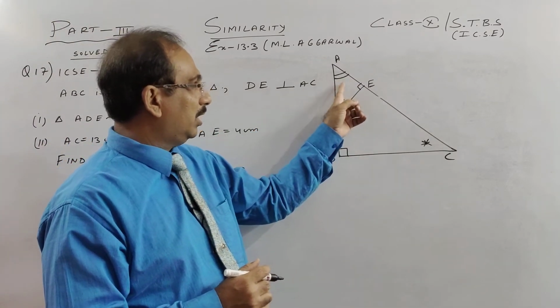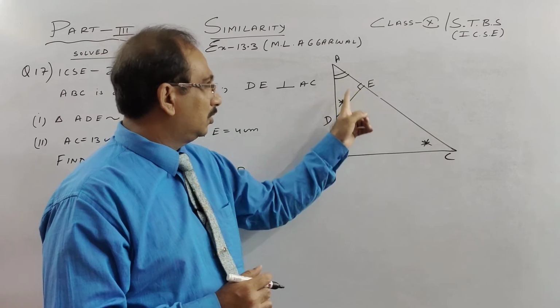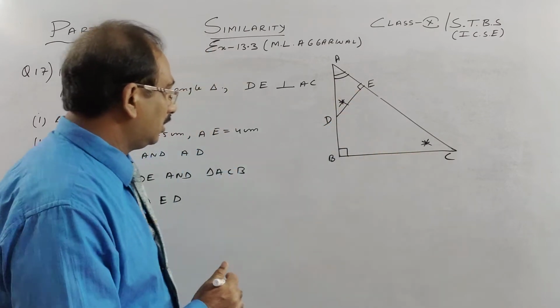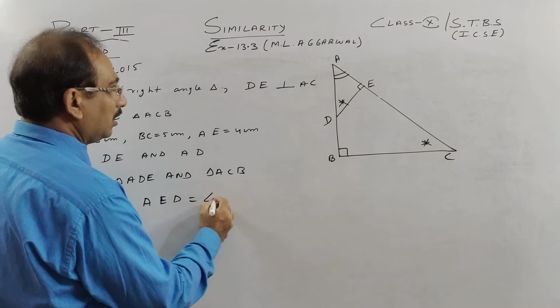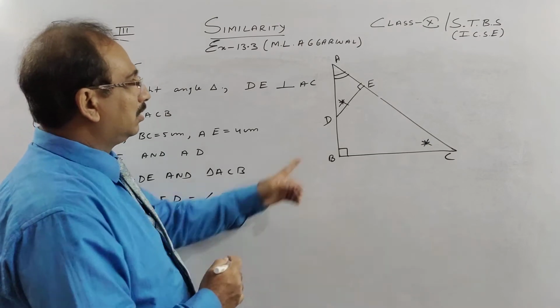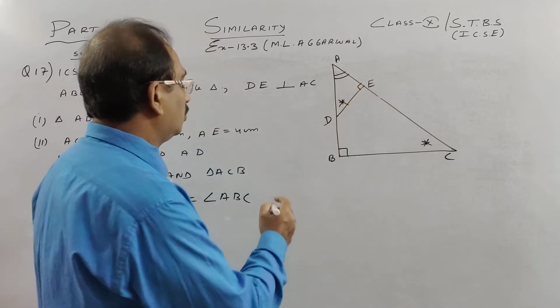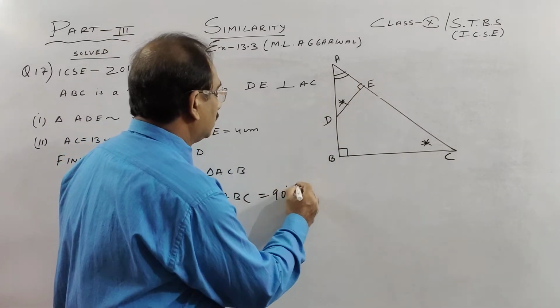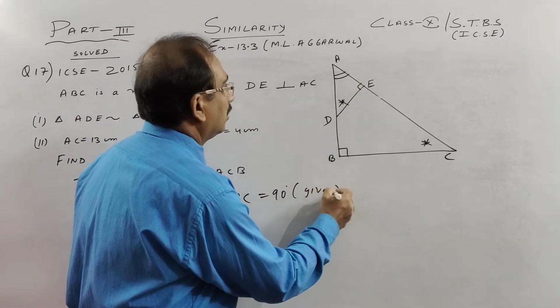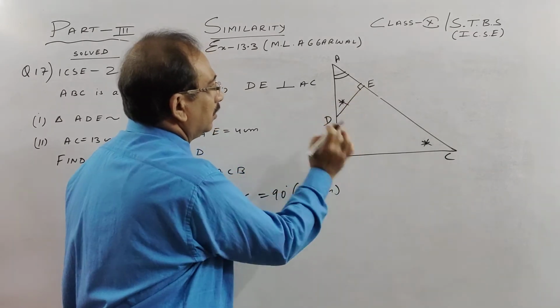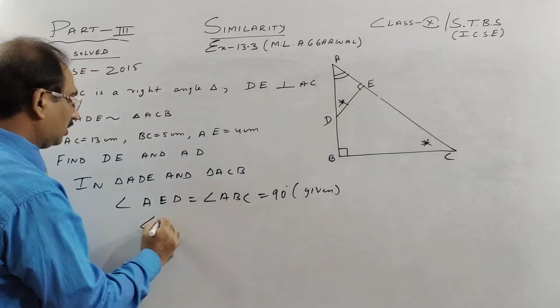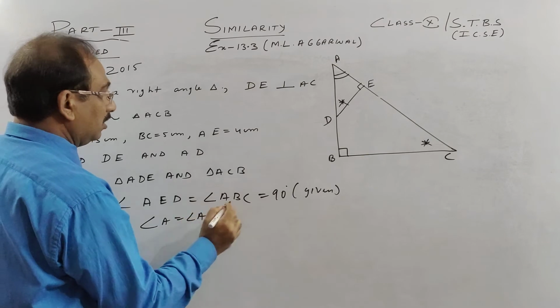AED, so see, double line 90 degree asterisk. So double line 90 degree asterisk is equal to angle ABC. Both are 90 degree. This is given, children. So one angle of this triangle is equal to one angle, and one angle is common, children, you see. Angle A is equal to angle A.